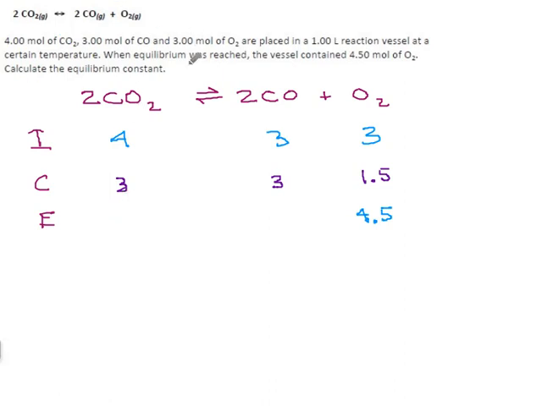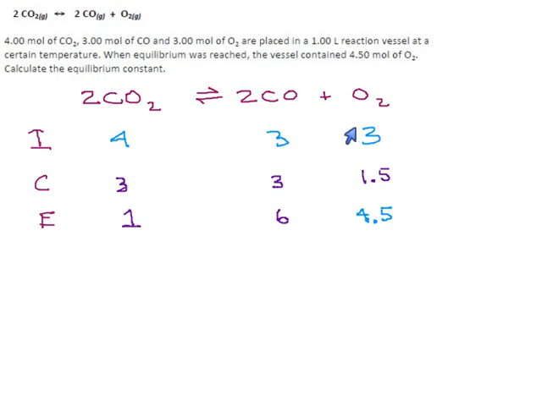So what does that tell us about our equilibrium amounts? If we started with 3 moles of carbon monoxide, and then we made another 3, that should bring us up to 6 moles per liter carbon monoxide. And if we started with 4 moles of carbon dioxide, and then used up 3, we should be down to 1.